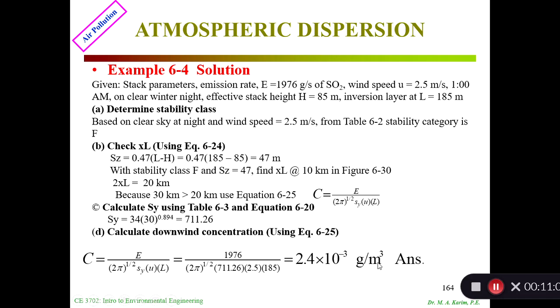So it could be, say, 2.4 milligram per meter cube, or you can write 2.4 times 10 to the 3 microgram per meter cube. One gram is equal to 10 to the 6 microgram. We have to remember that. So that's the problem solution.